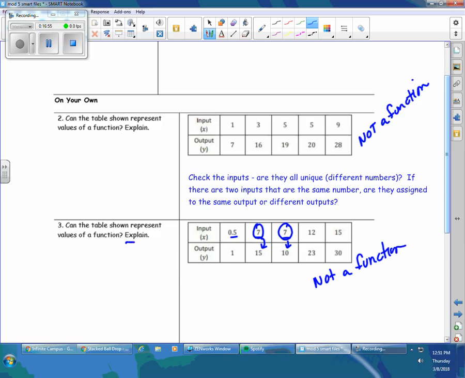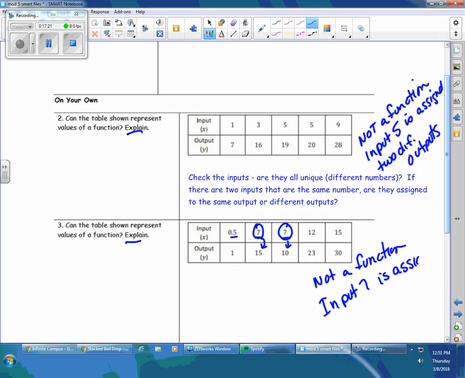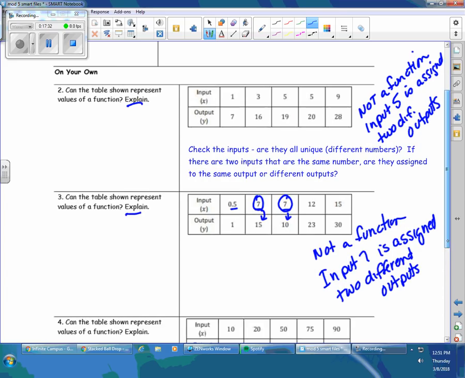It tells me to explain, and I should have done this up here too because it said explain. So input 5, in the top one, is assigned to different outputs. Okay, so the next one, not a function, input 7 is assigned to different outputs. Again, not wrong, just not a function.